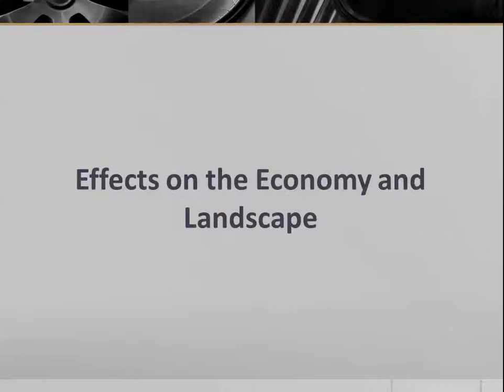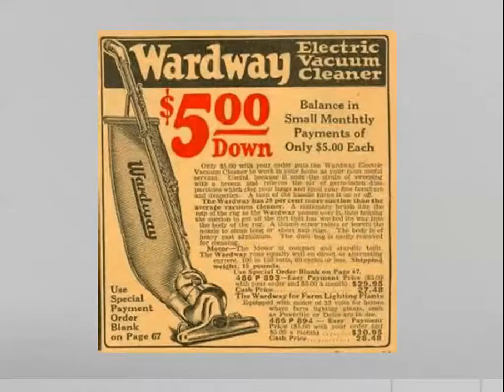Now, what were the effects on the economy and landscape? In other words, what impact did that technology have? Well, in general, prosperity. The 1920s was a time of prosperity. Improved technologies helped factories produce more goods, and workers were able to earn more money. So they could buy things like vacuum cleaners and washing machines.